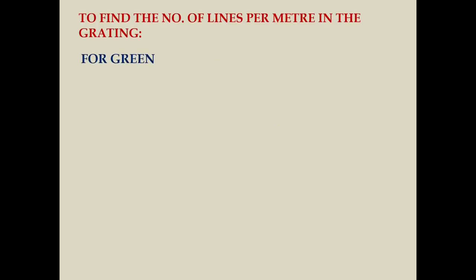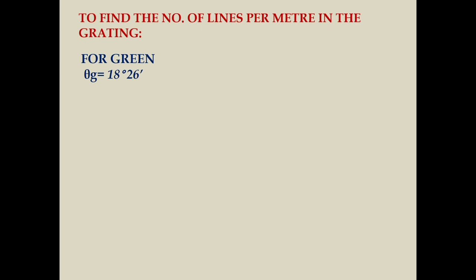Next we need to find out the number of lines per meter in the grating. That means in 1 meter of the grating, there are many lines drawn using a diamond pointer. Finding the number of lines per meter in the grating is also called the standardization of the grating. Usually the grating is standardized with the spectral line green, because green is the mean of all colors.